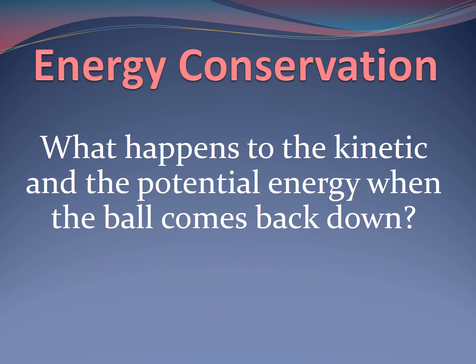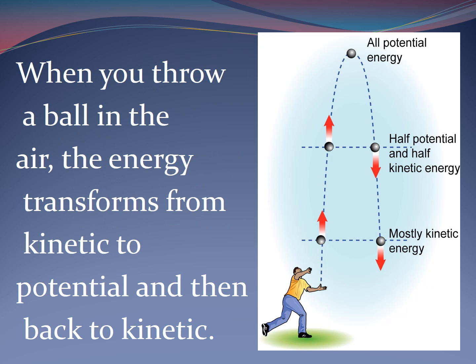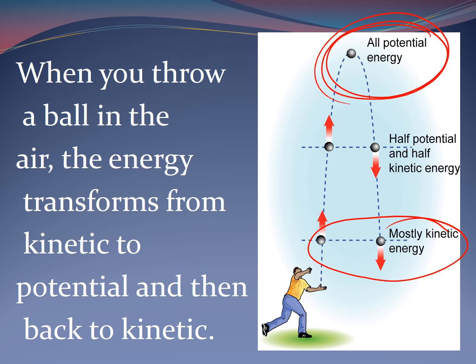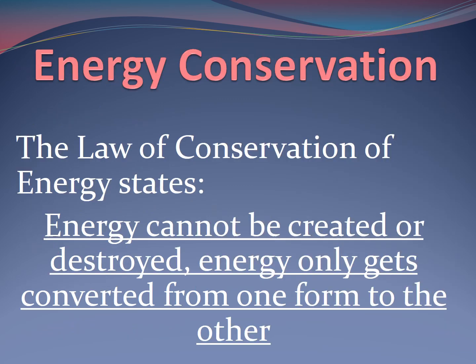So what happens to the kinetic and potential energy when the ball comes back down? Well, when you throw the ball in the air, the energy transforms from kinetic to potential and then back to kinetic. So we have the most kinetic energy at the bottom when it was moved the most. And here we have a lot of potential. Remember, at the very highest point, that's where we have the most potential energy, the more stored energy. And it makes sense that at that very top point, it has the most potential to come back down.